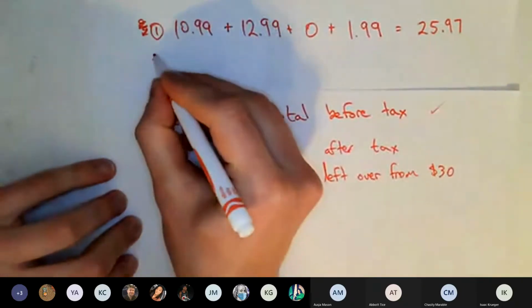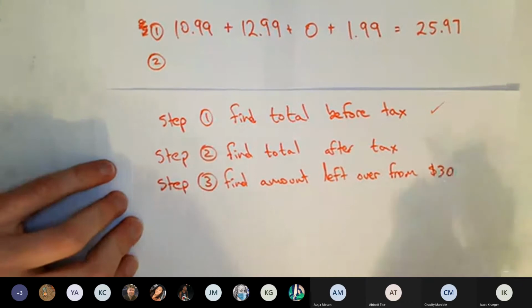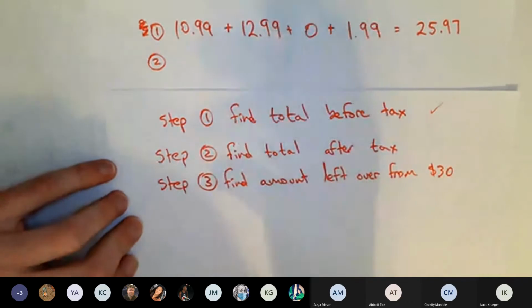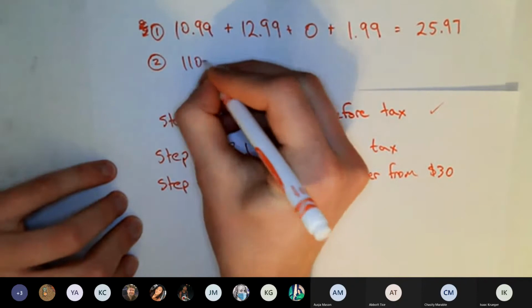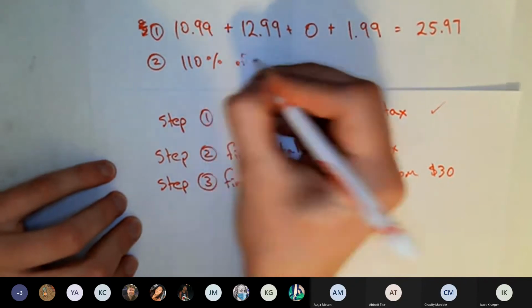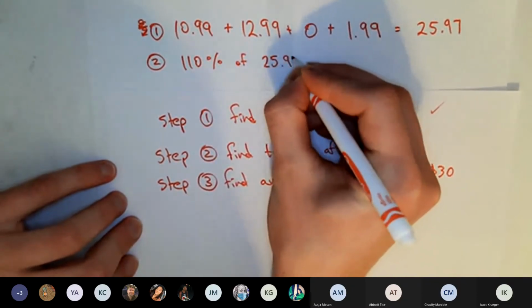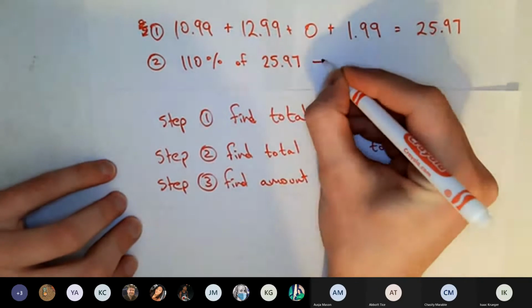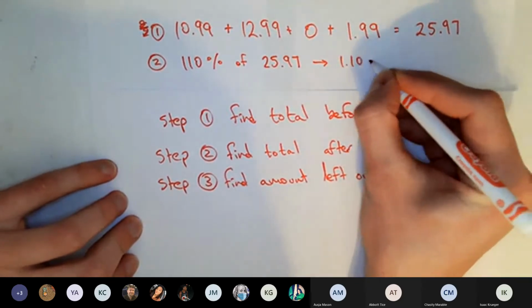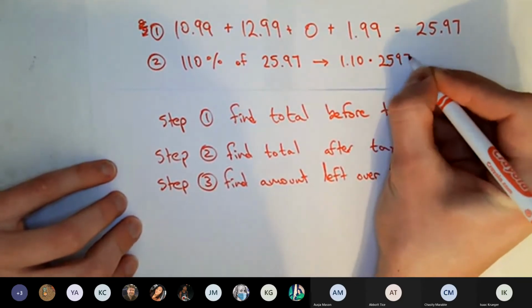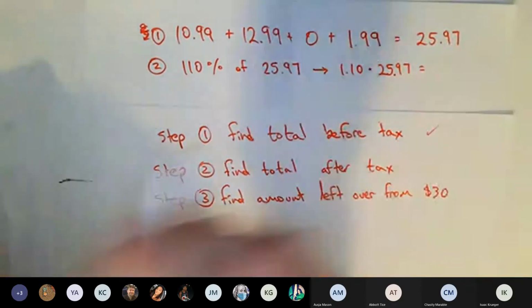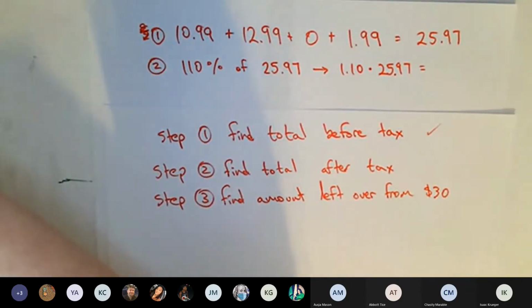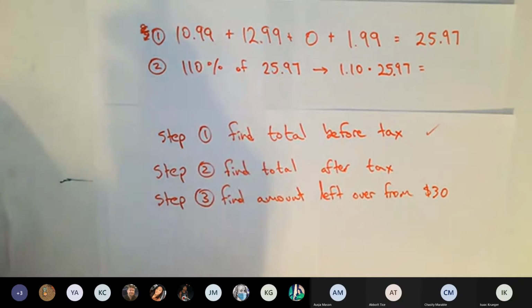Okay, step two is to find that total after tax. So what we can do is I say, all right, I know the sales tax is 10% here. So I want 110% of 25.97. That's going to be the same as 1.10 times 25.97. And that's going to equal, so 1.10 times 25.97.